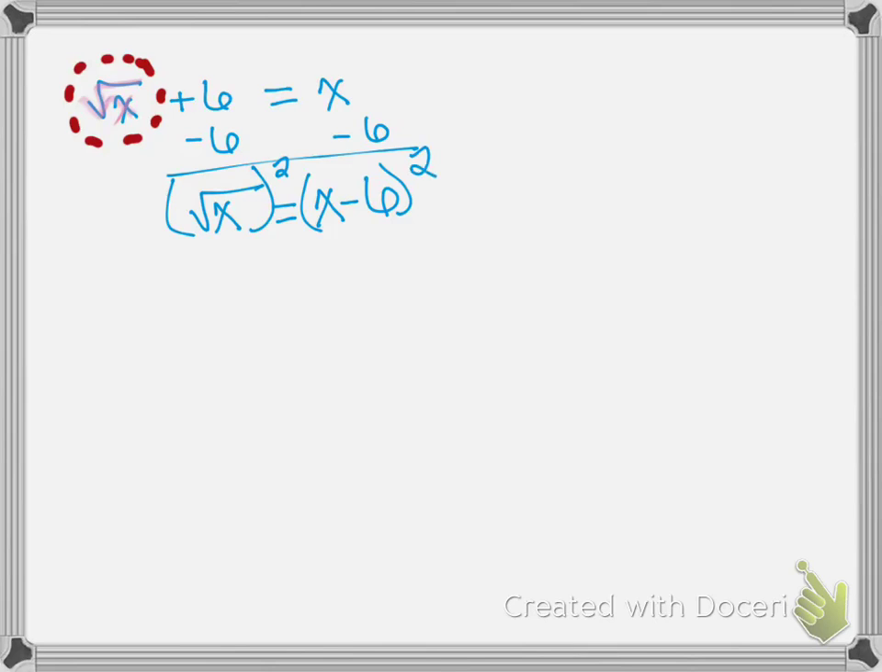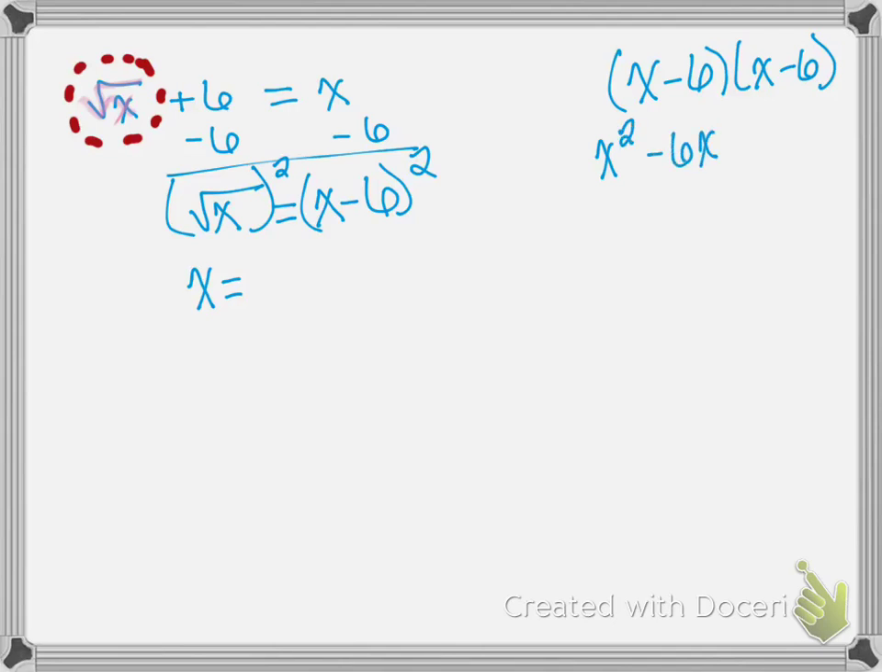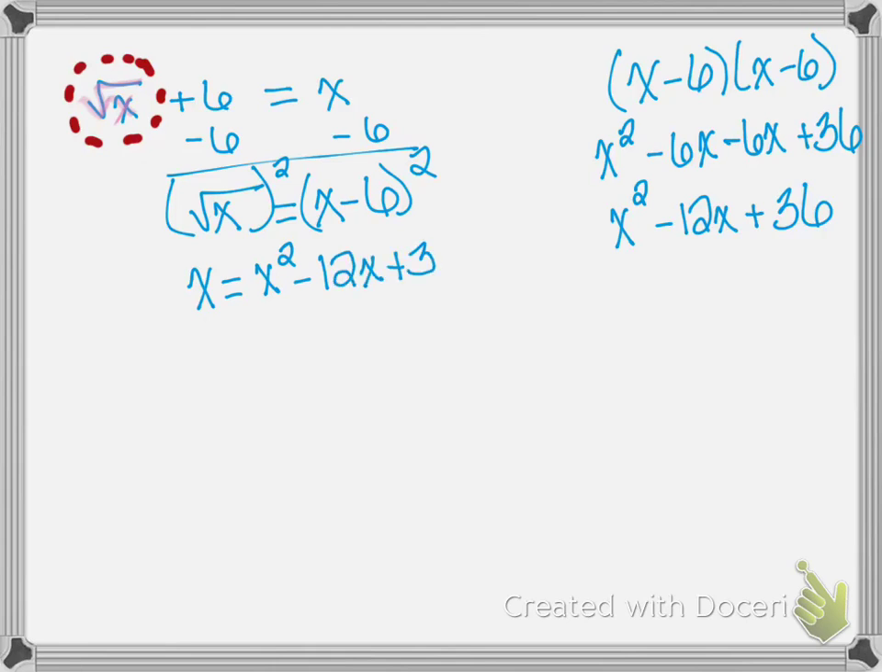The square root of x squared leaves me with x. Then I have x minus 6 times x minus 6. I am foiling that. So I have x squared. X times negative 6 is negative 6x. Negative 6 times x is negative 6x. Negative 6 times negative 6 is positive 36. Good. So I have x squared minus 12x plus 36. So x equals x squared minus 12x plus 36.